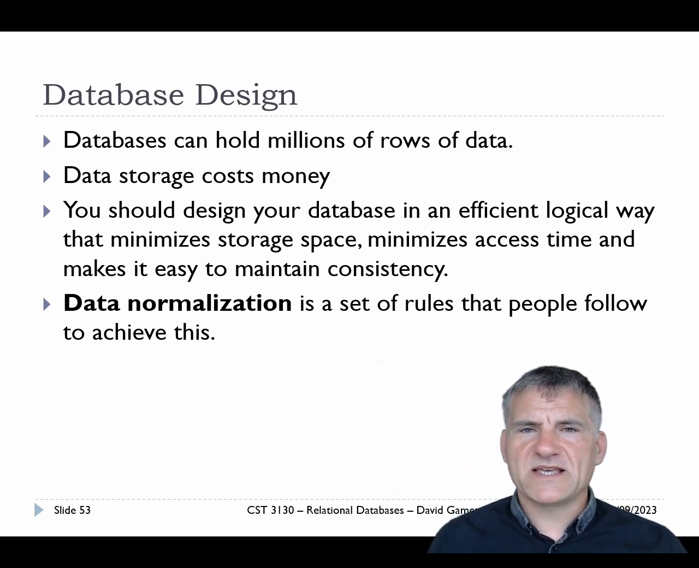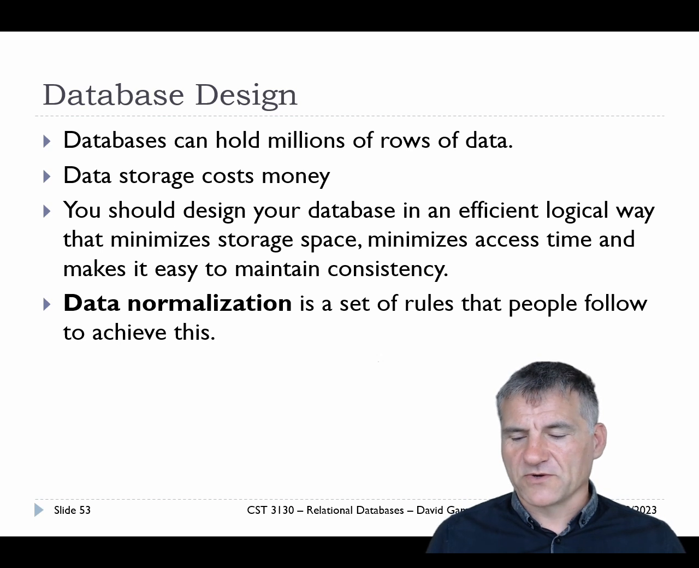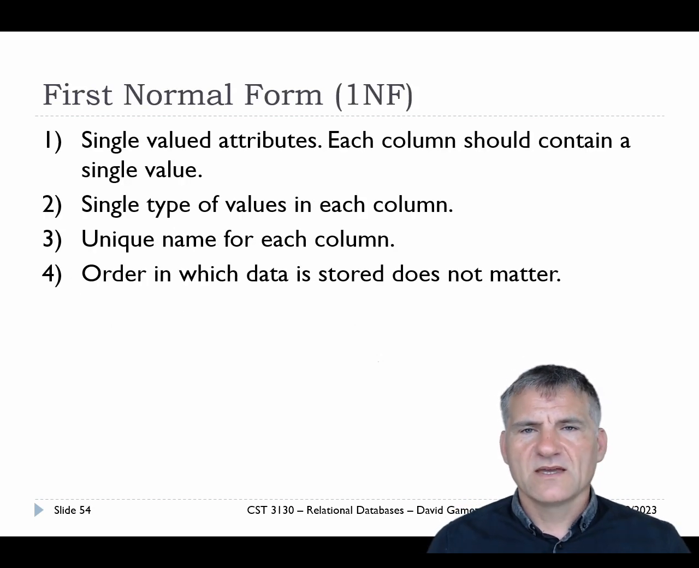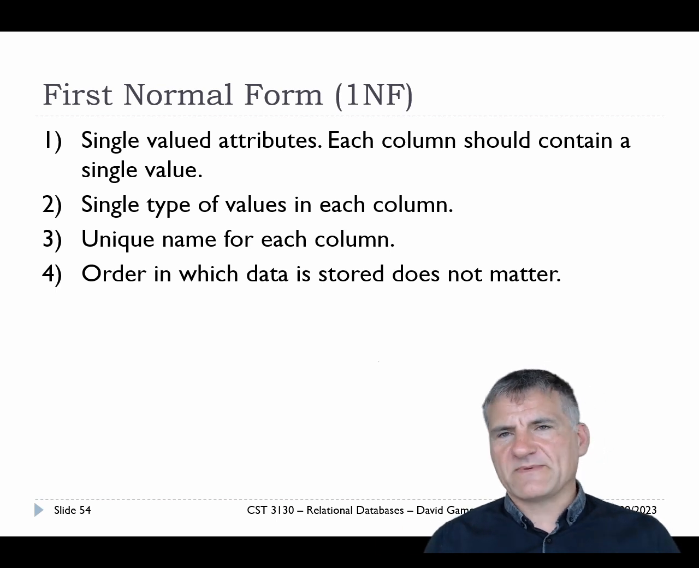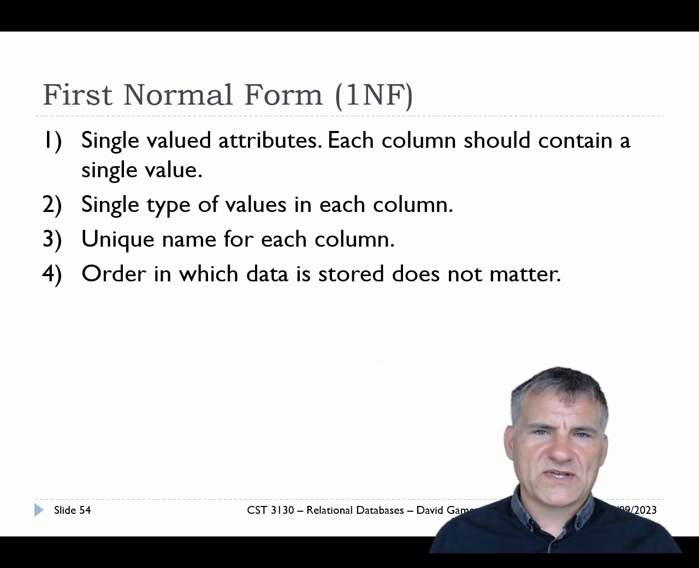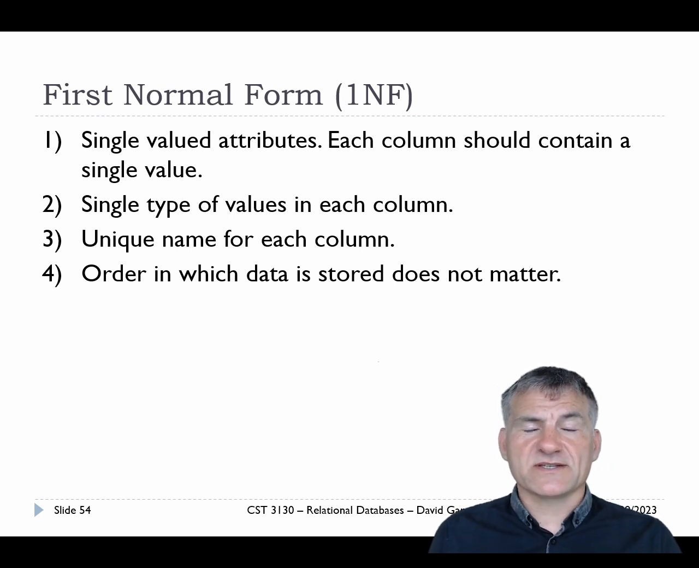So over time, people developed these rules to help them design good databases. And this is a process called data normalization. And what you have are these different normal forms. So the first normal form, there's about 5 or 6 of these, plus Boyce-Codd normal form. In this lecture, I'm only going to worry about the first 3, just to give you an introduction to these ideas.